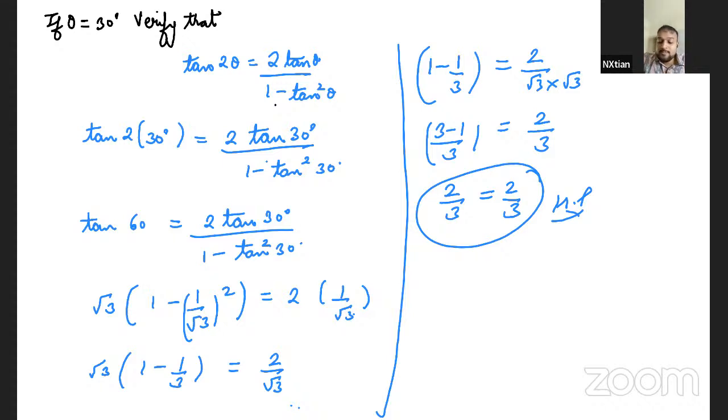See, now tan 30 can be written as 1 by root 3, no? And then tan square 30 can be written as 1 upon root 3 square because tan square is given. So 1 minus 1 upon root 3 square will be there. Now 1 minus 1 upon root 3 square will become 2 upon 3 because 1 square is 1 and root 3 square is 3. And then I send this root 3 to the other side, root 3 into root 3 will become 3. So 2 upon 3. And this is also 2 upon 3. Okay.